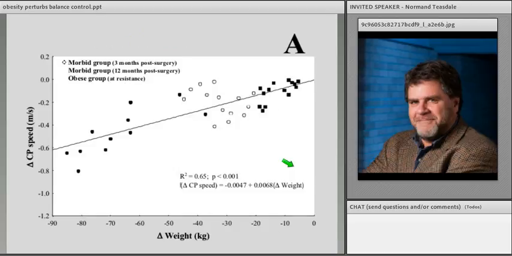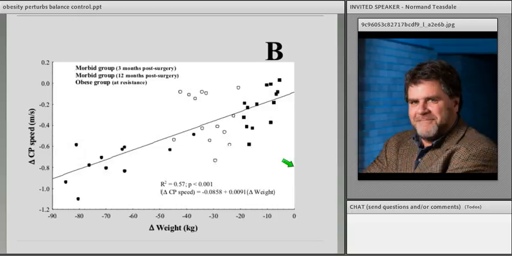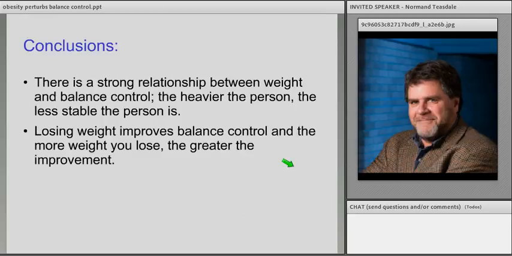This is simply to show that there was a relationship between the amount of weight these individuals lost and the decrease in CP speed, or the increase in stability. The more weight these people lost, the greater the decrease in CP speed was. And this was both with and without vision.